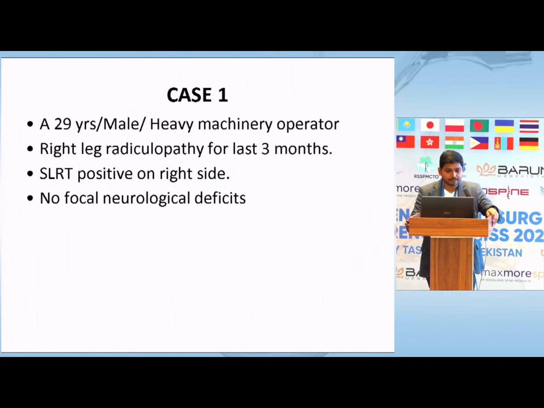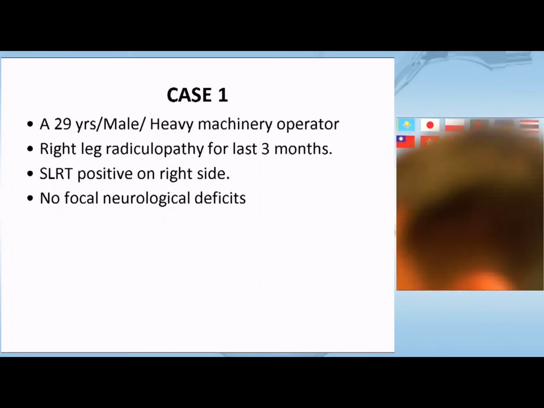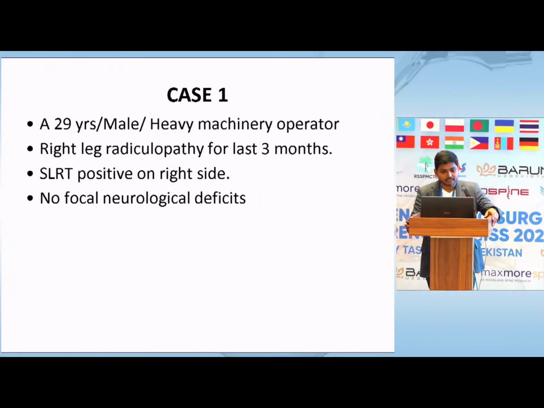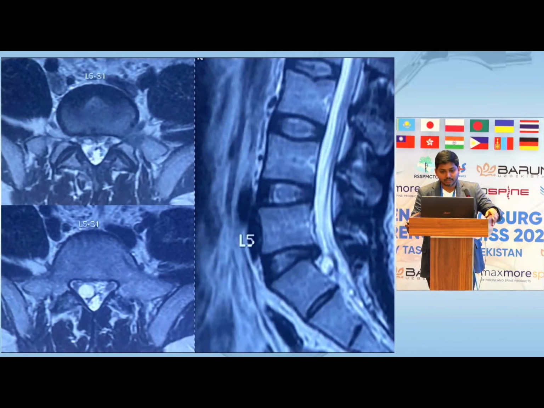Here is the first case. A 29-year-old young male who is a heavy machinery operator. He has had right leg pain for the last 3 months. Examination shows SLRT positive, but there are no focal neurological deficits. This is his MRI showing a cystic lesion at the L5-S1 disc level, and apparently it has a connection with the disc here. There was a history of mild trauma 3 months back.